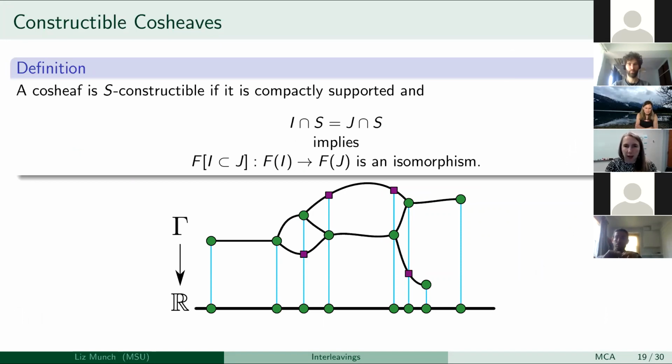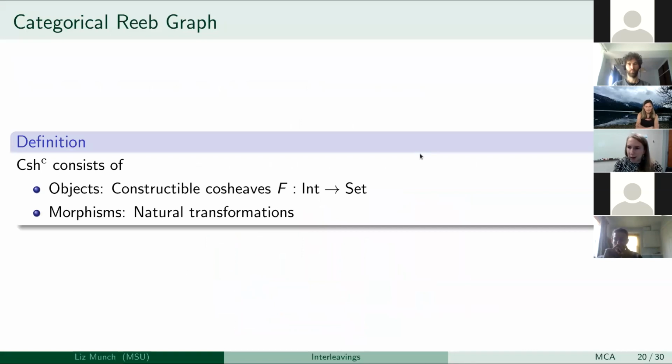I'm going to say that a co-sheaf is S-constructible if I look at any interval, let's call this thing I, and maybe this thing is J. As long as I and J intersect the same set of critical values, the same set of points in S, then I should have an isomorphism between the connected components. So in this particular picture, my number of connected components should not change whether I'm looking at that view or at that view. So this is essentially a way of working with nice enough co-sheaves to do what I want. Okay, so this is my other category we're going to work with.